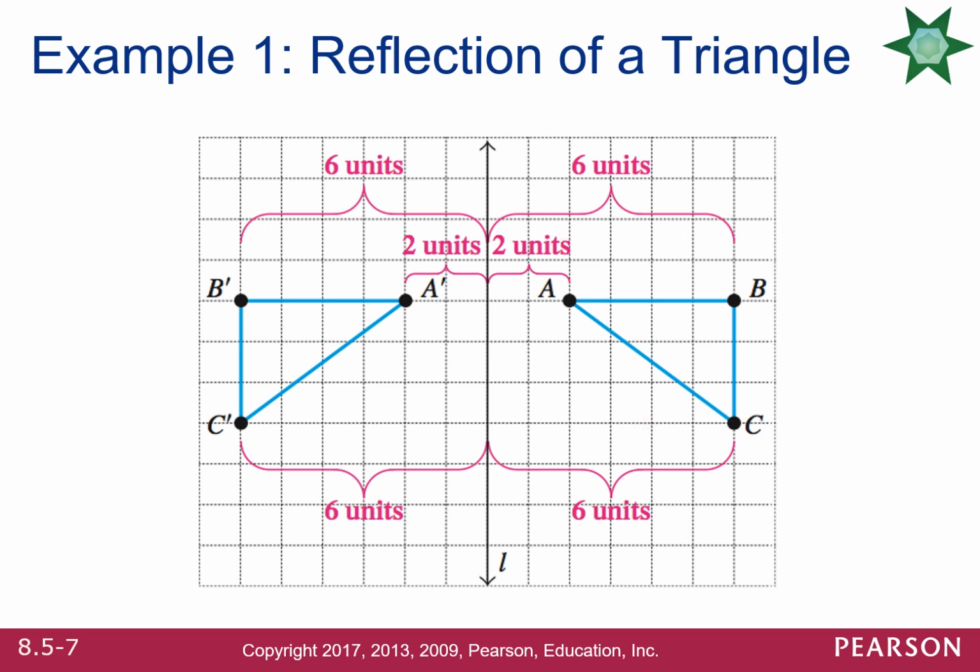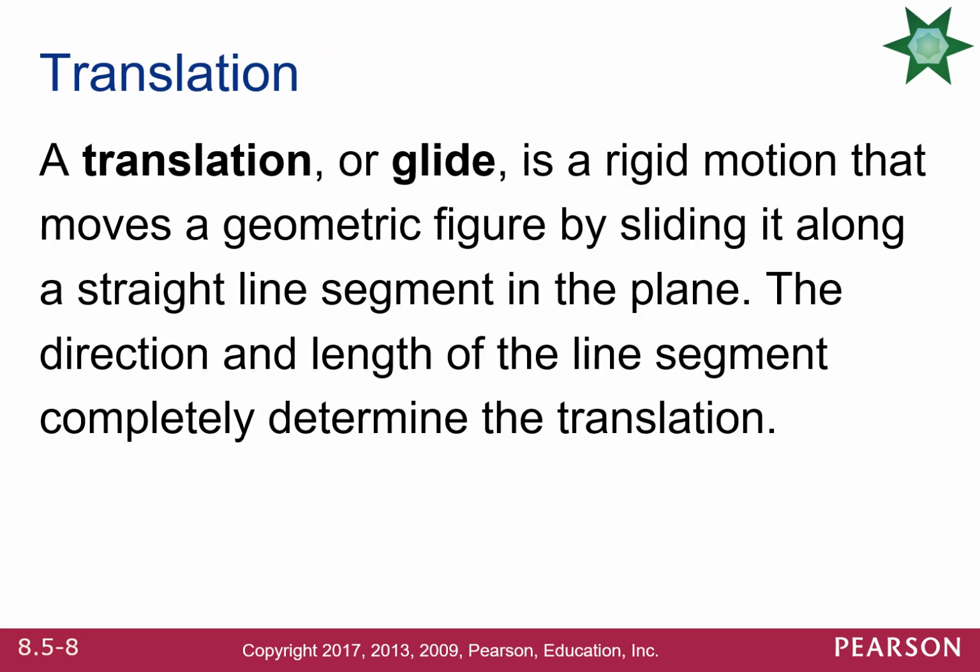All right. Now, another kind of transformation is called a translation or glide, which is a rigid motion that moves a geometric figure by sliding it along a straight line segment in the plane. The direction and length of the line segment completely determine the translation. In other words, it is repositioning a figure from one place to another place.